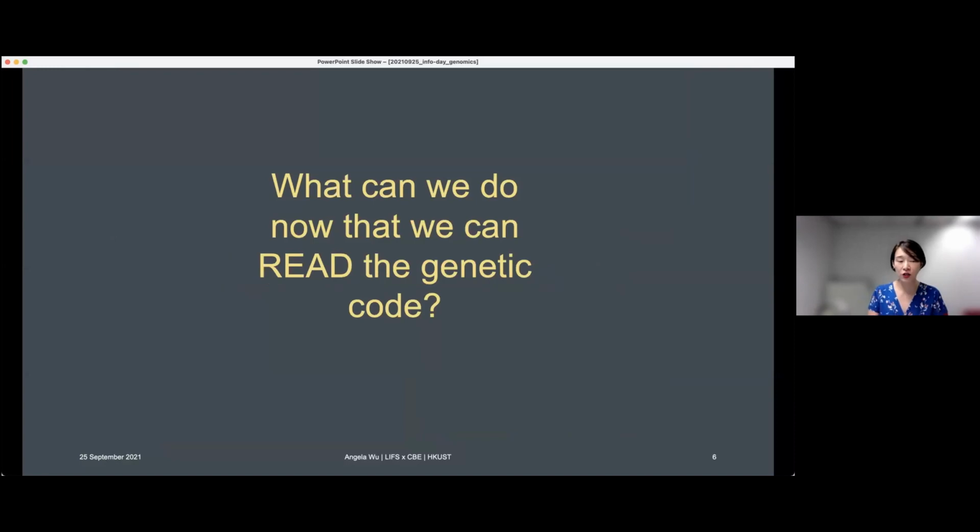So as I told you just now, because of this new technology that we have called sequencing, we can now read the genetic code. So what are some of the things that we can do now that we can read the genetic code?